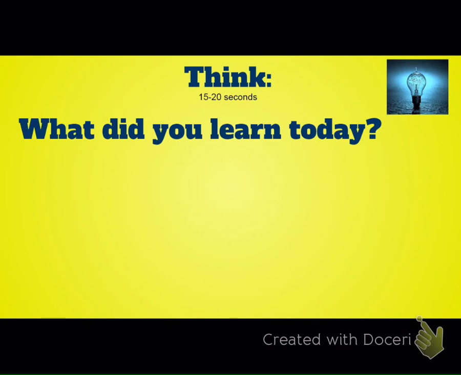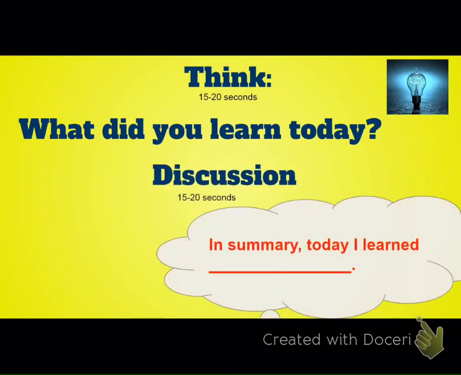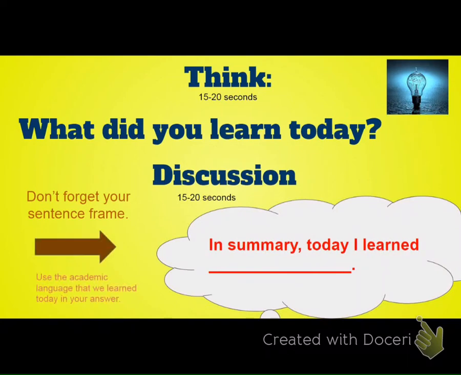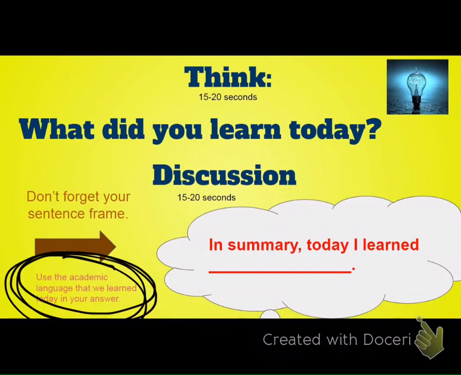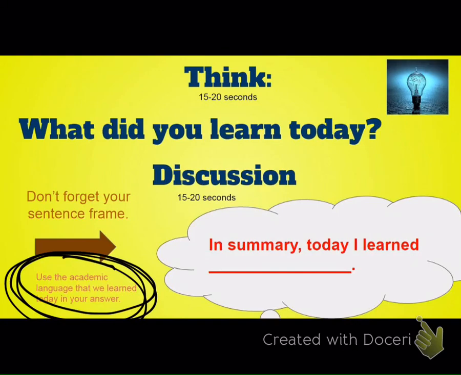All right, what did you learn today? What are some of the things that we talked about? Let's turn to our neighbor and have a quick discussion using the following sentence stem. In summary, today I learned. Let's remember to use some of that academic language, circled down on the bottom. Think back to our vocabulary terms today and in previous lessons. Let's use that vocabulary in our discussions. Turn and talk.